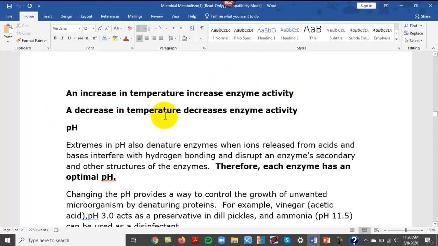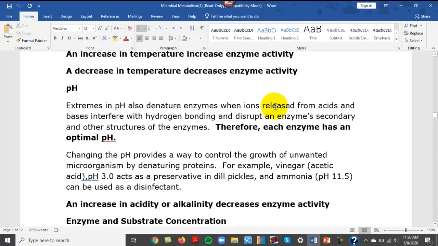But a decrease in temperature decreases enzyme activity. This is why food lasts longer in the fridge. If you refrigerate food, the microbes in the food are not going to cause spoilage as fast. They will eventually. If you freeze something, it makes everything dormant. So then you have no activity, which is why things that are frozen do not spoil.